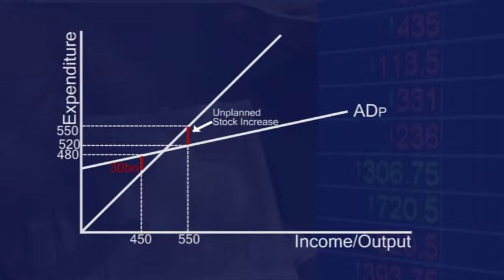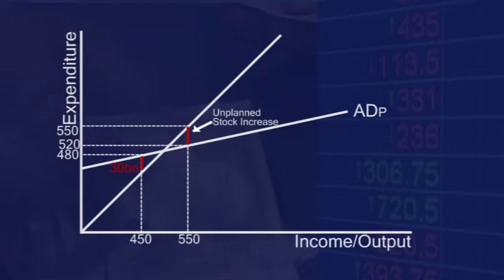So you can see what's going to happen. The economy will only be in equilibrium when the plans to buy output are equal to the amount that's actually being produced, in my case, 500 billion. If national output is 500 billion, plans to buy this output is 500, and there are no unplanned stock changes.